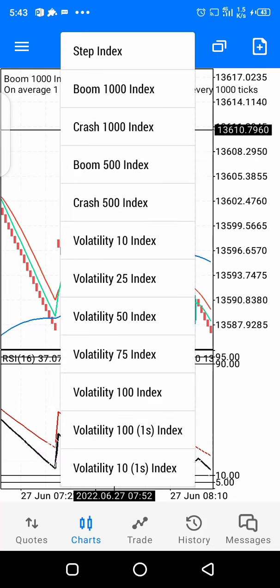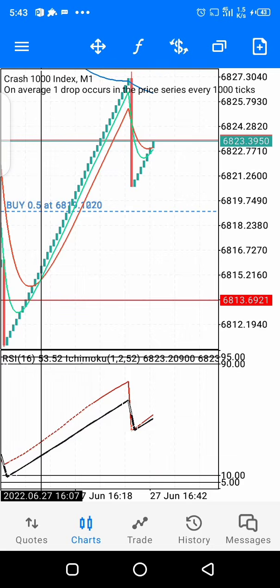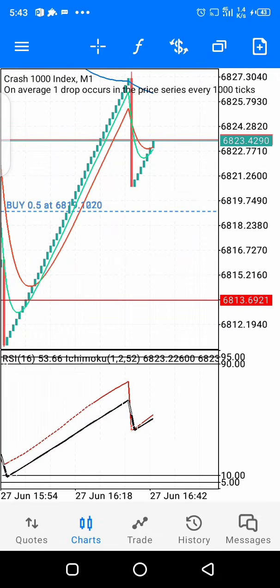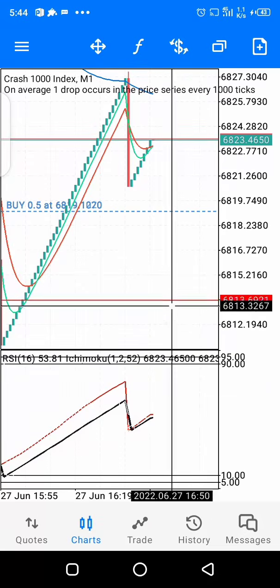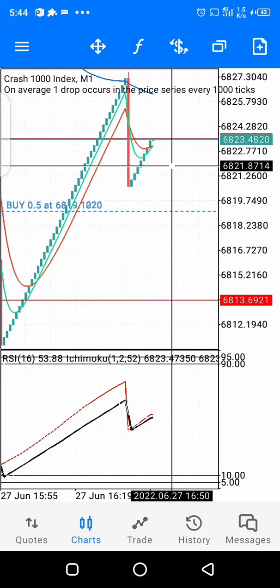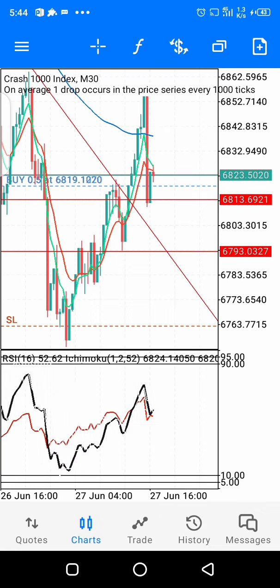So let's quickly check the crash 1000. You can see this crash 1000 is still pushing up because it's an uptrend. I've defined the market direction, and I'm not afraid. Even if it spikes and comes below my entry, I'm certain that price is pushing up again. So that's how to trade boom and crash. You treat boom and crash like every other asset. It's not different from every other asset. You treat them the same.